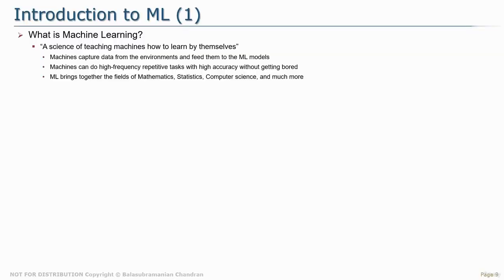What is machine learning? The science of teaching machines how to learn by themselves. Machines capture data from the environments and feed them to the ML models. Machines can do high-frequency repetitive tasks with high accuracy without getting bored. ML brings together the fields of mathematics, statistics, computer science, and much more.